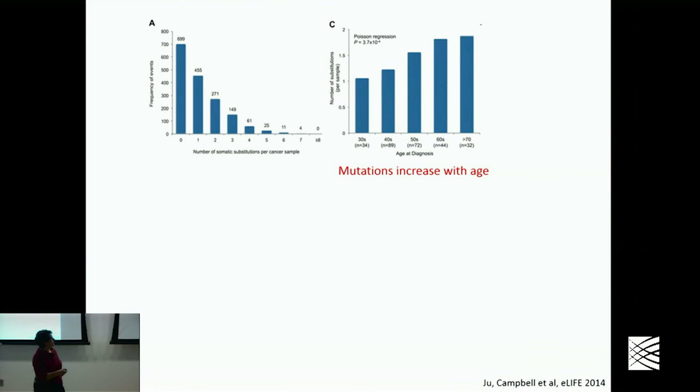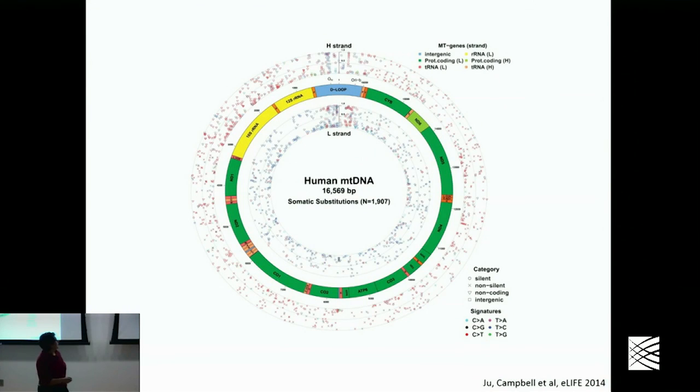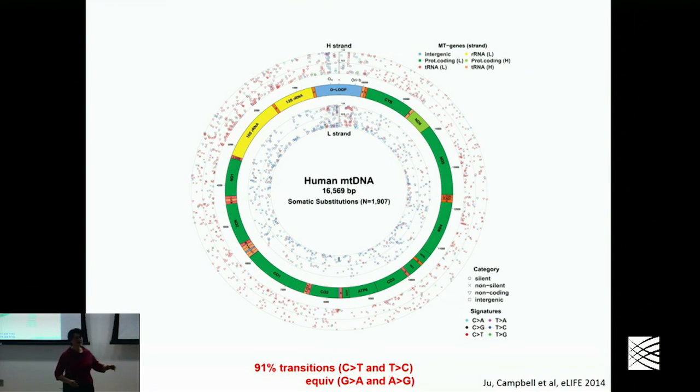The older the patient was when they got cancer, the more mutations you see. This is very typical. And different kinds of cancers had different rates of mutation, also pretty standard. When you look at where these are in the mitochondrial genome, they cluster in the hypervariable region, shown here. And not surprisingly, like most things, 91% are transitions, going from C to T, or from T to C, or G to A, or A to G. So that's going from purine to purine, or pyrimidine to pyrimidine, not as big a change. So this is very normal.